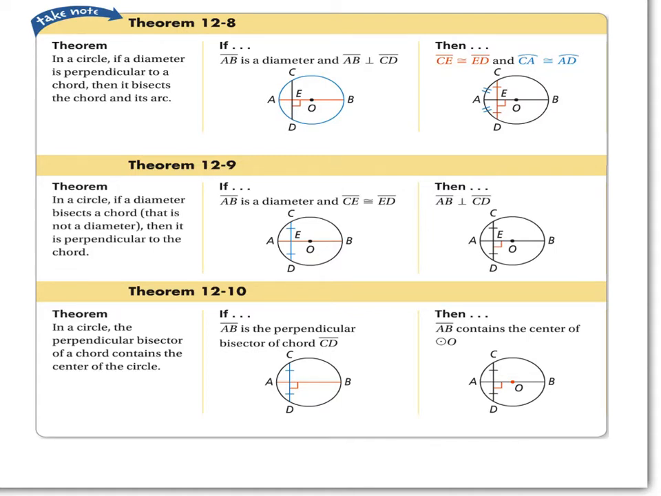Okay, and then the third one, theorem 12.10, says, in a circle, the perpendicular bisector of a chord contains the center of the circle. So, if the line AB bisects the chord, in other words, these 2 parts are equal again, and it's perpendicular to the chord, then you know that it has to be a diameter. It has to go through the center. Those 3 theorems are related. Okay, so let's take a look now at some examples.